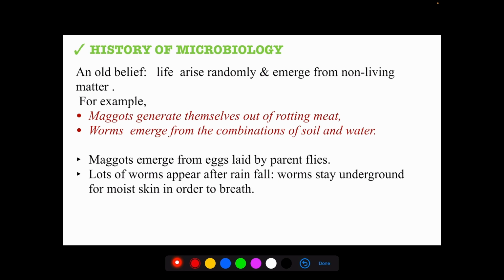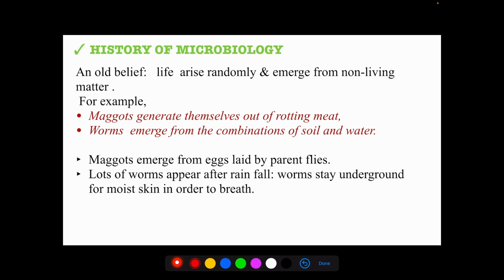But now we know that maggots emerge from eggs which are laid by the parent flies. And interestingly, if you've observed closely, you find that lots of worms appear after rainfall. It's now common sense that the worms stay underground because their skin needs to be moist so that they can breathe. Now, when it rains, the ground is covered in water, so they are free to move about. And so these were some of the thinking, and this now is what we've come to know.